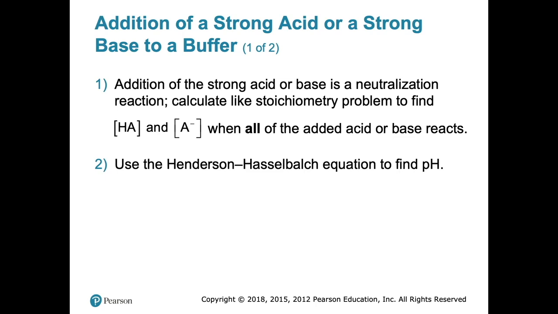When we have buffers, we can do things like add strong acids or a strong base to a buffer. And what's supposed to happen is that the pH shouldn't change that much, right? The buffer has a 1 pH unit buffering region that keeps it so that there's not these big pH changes. So the addition of strong acid or base is a neutralization reaction. You can calculate the stoichiometry problem to find the concentration of the acid and the conjugate base when all of the acid or base reacts. And then to find that pH, we'll use the Henderson-Hasselbalch equation, because all you need for Henderson-Hasselbalch is the Ka and the conjugate base over the acid, or the base over the acid, okay?